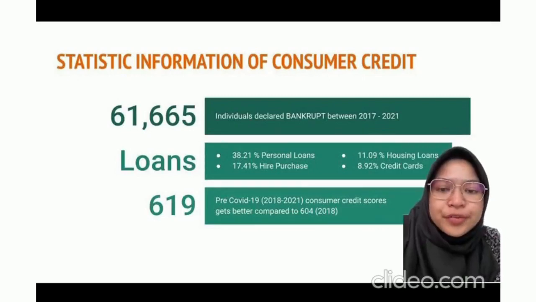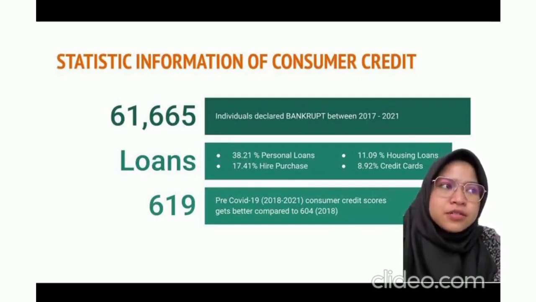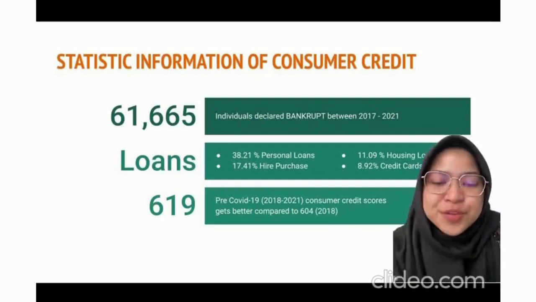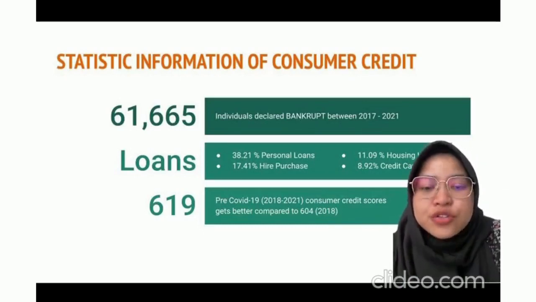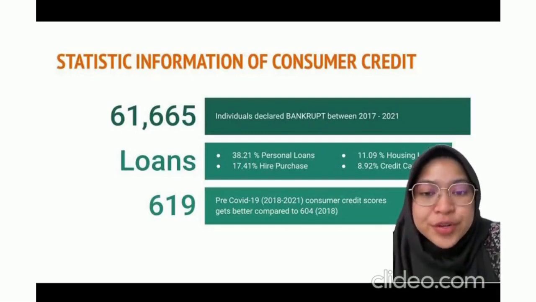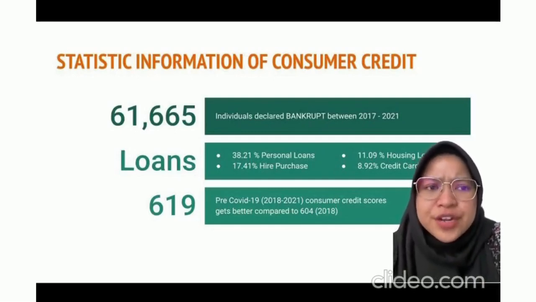According to Experian Information Services Malaysia, consumer credit scores have made a little advancement to 619 in 2021 compared to the average of 604 in 2018.